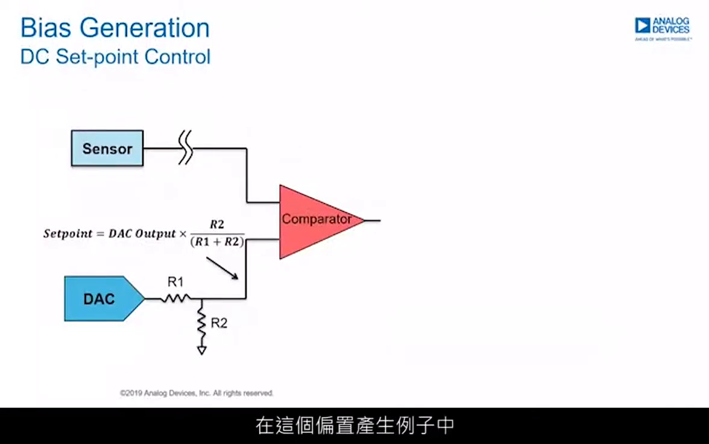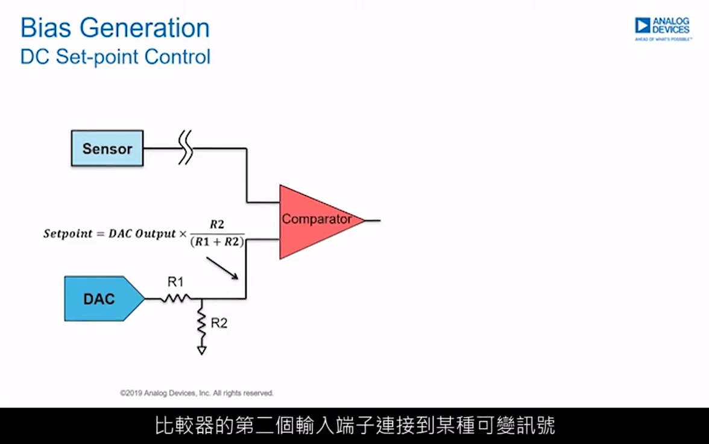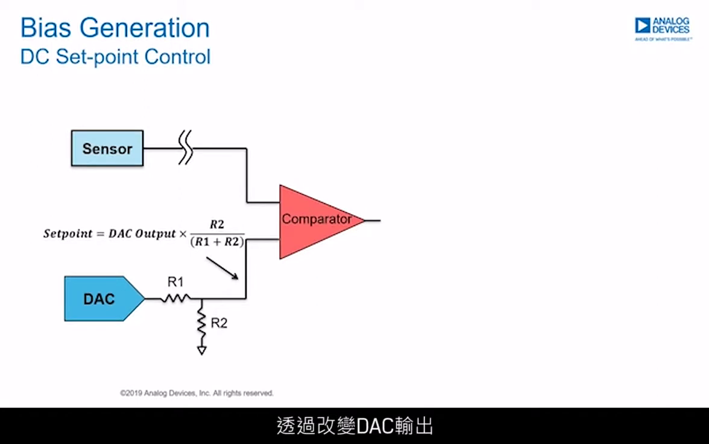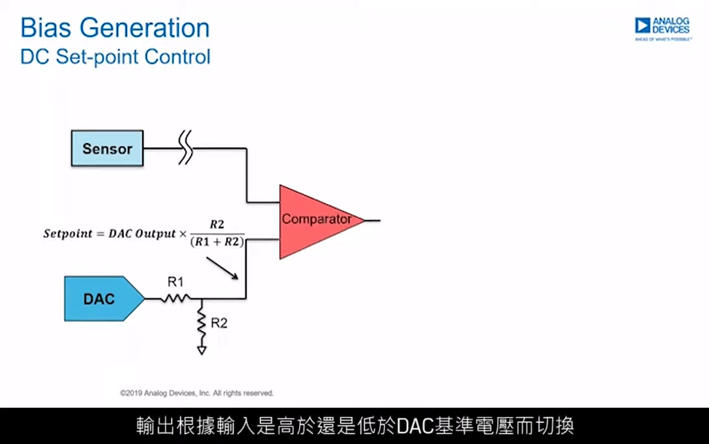In this bias generation example, the DAC output is used to set the reference voltage level for a comparator, and the second input terminal to the comparator is connected to some variable signal, which could, for example, be supplied from a sensor. By varying the DAC output, the trigger level of the comparator is moved upwards or downwards. Effectively, the input signal is being compared to the DAC reference value, which is generally preset or predetermined, and the output toggles depending on whether the input is above or below the DAC reference voltage.